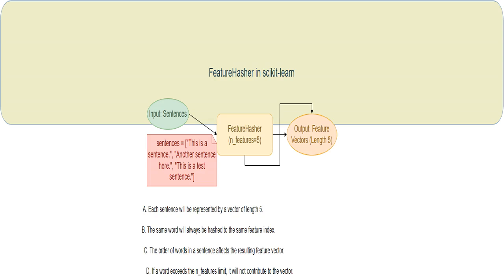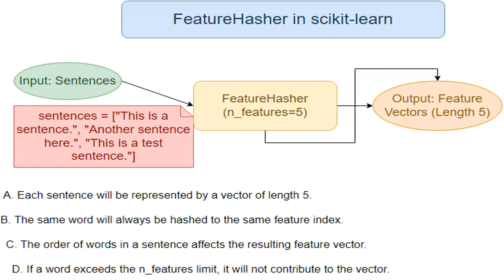This line shows the input data, 3 sample sentences. Each sentence will be processed by FeatureHasher separately. I'm using FeatureHasher, a function in Sklearn, to transform my text data into numbers. FeatureHasher uses a hashing trick to do this efficiently.